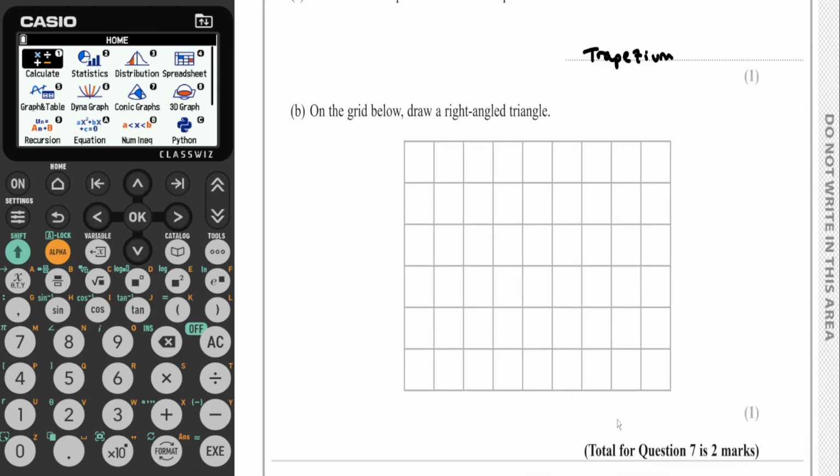Part B. On the grid below, draw a right-angled triangle. If we draw a right-angled triangle, we could have, for example, something looking like this. And here is where the right angle goes.